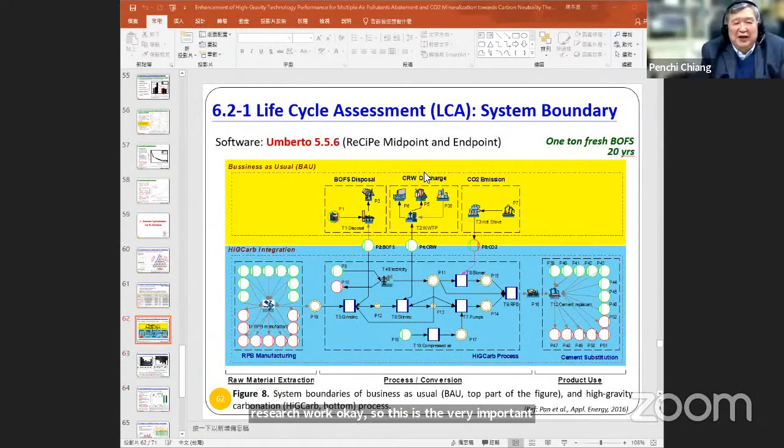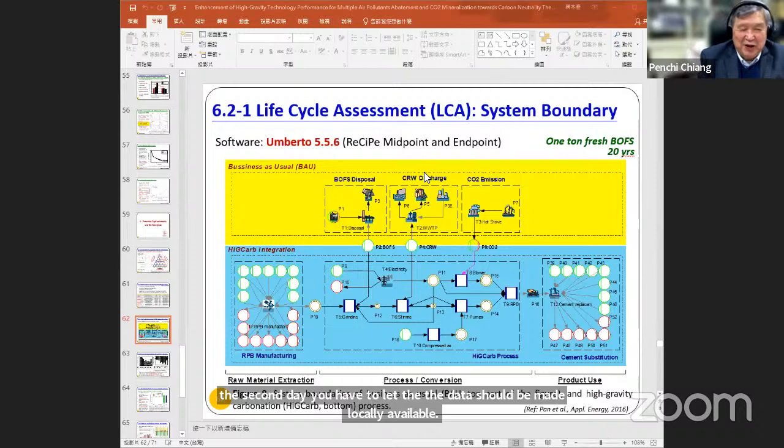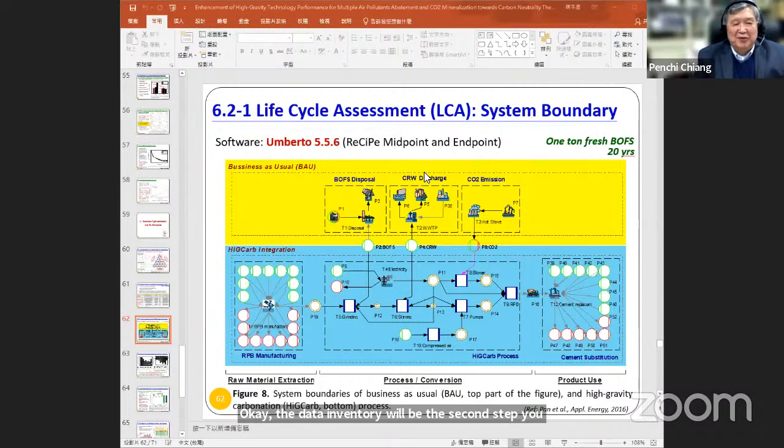Once again, I believe back in the year 1919, we started working on the life cycle assessment study. I still try to let my students understand there are 4 keys to success. First of all, you have to identify the scope of work of your research, which is called the system boundary. Secondly, the data should be made locally available. The data inventory will be the second step, and you have to realize that. The third one is the model, to know how to predict your results.